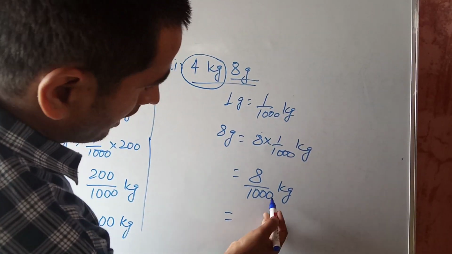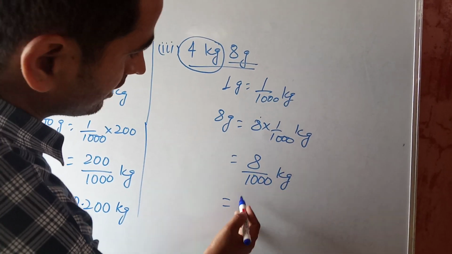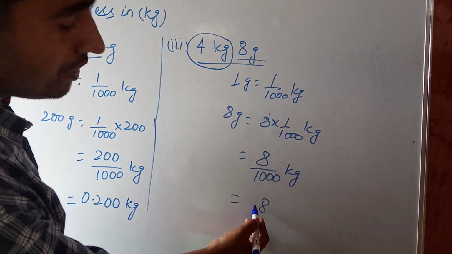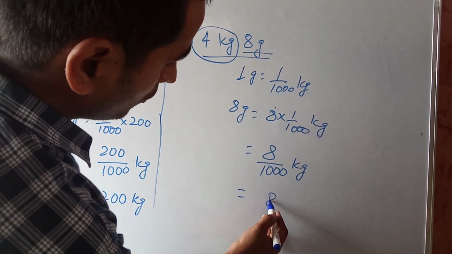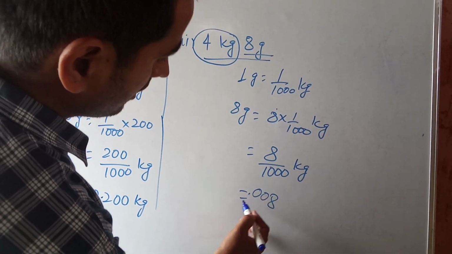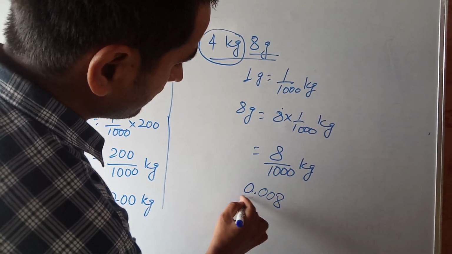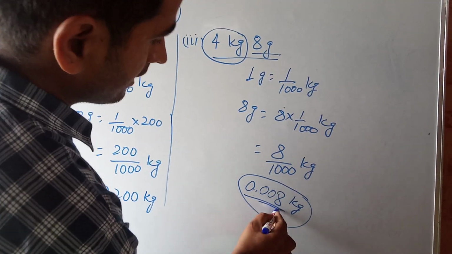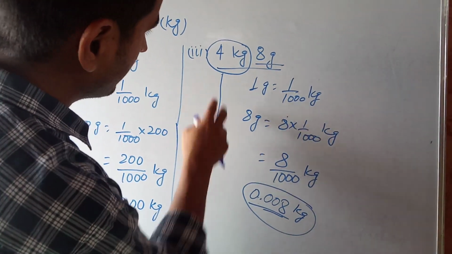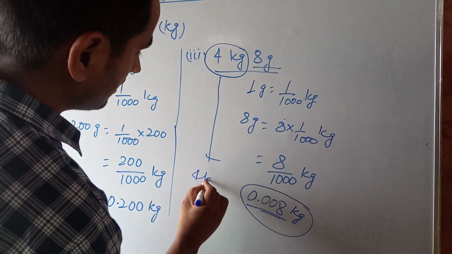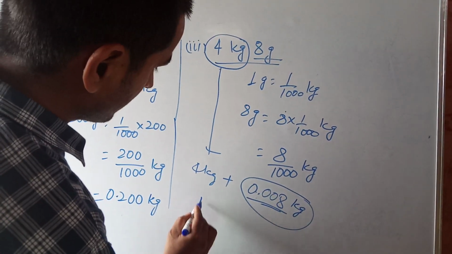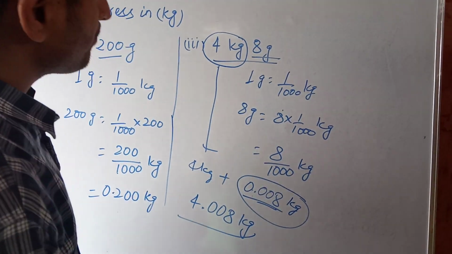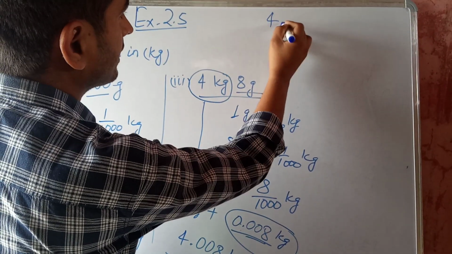Now after 1 there are 3 zeros here, so first write the numerator value, that is 8, and after 3 digits we will put the decimal because there are 3 zeros here, 1, 2, 3. So the value is 0.008 kilogram. Now this is all in kilogram, and this part is also in kilogram. Now add both: 4 kg plus 0.008, so the answer is 4.008 kilogram.